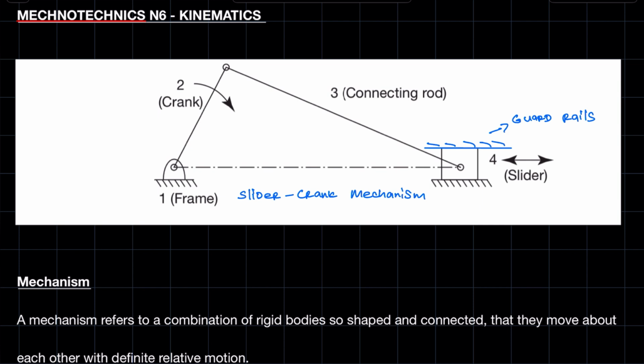Or you have the fixed link, which you take as one. And then second, you have the driver link, which we can also refer to as the crank. So that's number two. The third link will be this connecting rod, connecting the crank with the slider. And then the fourth one will be the slider itself. Very important information.